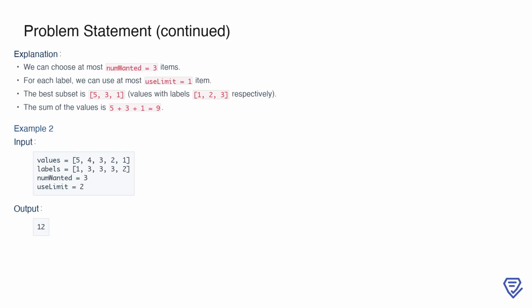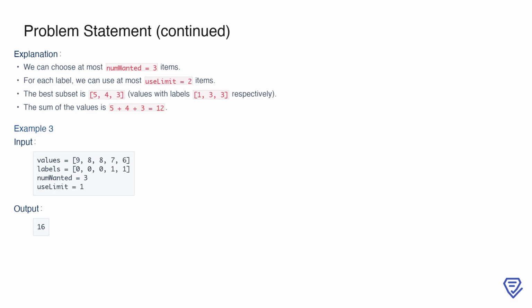In the first example, we have values as 5, 4, 3, 2, 1, labels as 1, 1, 2, 2, 3, numWanted equal to 3, and useLimit equal to 1. This means we can select at most 3 items in total, and for each label, we can only include one item. The optimal subset here is 5, 3, 1. These values correspond to labels 1, 2, 3, ensuring that the label constraint is met. The sum of this subset is 5 plus 3 plus 1, which equals 9. Therefore, the output in this case is 9.